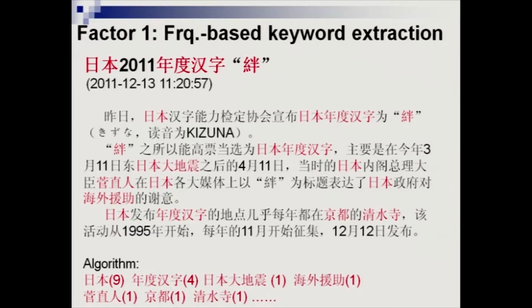Of course, we need to do word segmentation. You need to have very good word segmentation, otherwise you may not extract the correct words. But you can see Kyoto's Kiyomizu temple only occurs 1 time in this article. So based on frequency, it's very difficult to extract Kiyomizu temple, although you know this temple is very important in this event. So we need to find other resources.